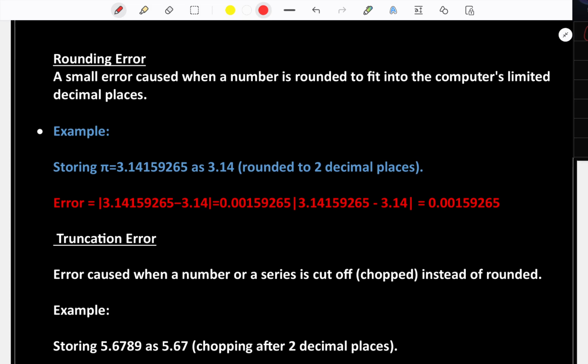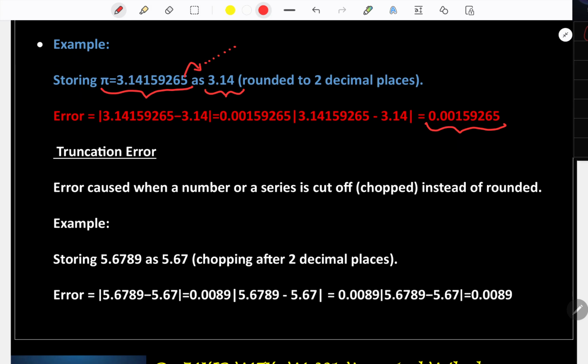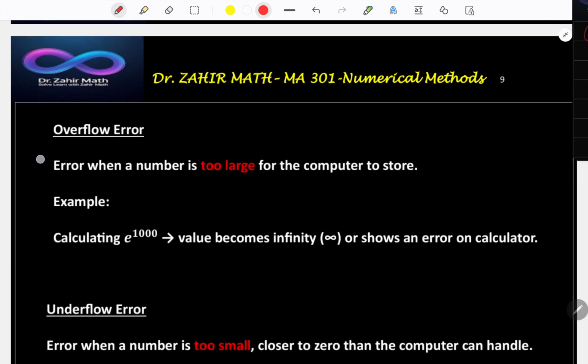For example, if you put pi in the calculator, you will get 3.14159265. Suppose you take it as 3.14, rounding to 2 decimals. It is still going on, but the calculator gives only up to this. So I calculated the error. Next we go for truncation error, which is nothing but chopping error. For example, 5.6789: if you want 2 decimals, you cut it as 5.67. So this is called chopping, right? What will be the error? This minus this. So this is called truncation error.